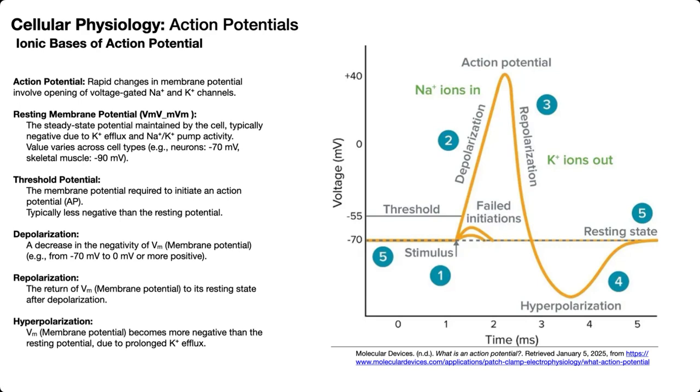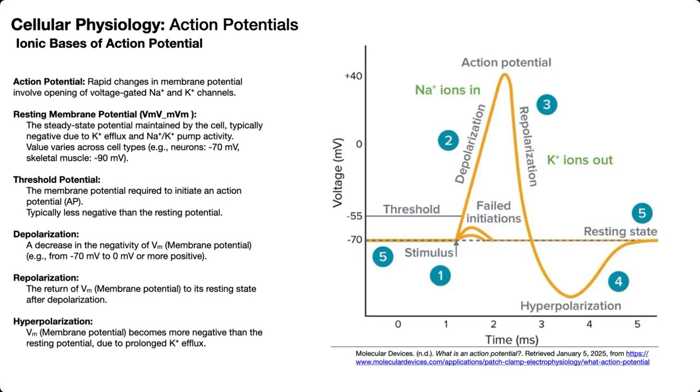As we move forward in time, we can see 5 stages of the action potential. We see the resting state, the stimulus and the threshold, depolarization, then repolarization, then hyperpolarization, before it finally returns to the resting state again at about 5 milliseconds. And we'll break this down step by step. So again, we're looking at the resting membrane potential, and at rest, the inside of the cell is more negative compared to the outside. It's around negative 70 millivolts.